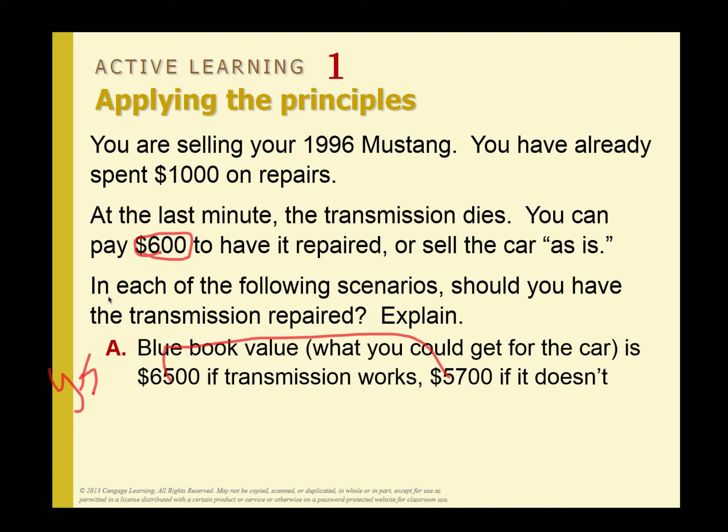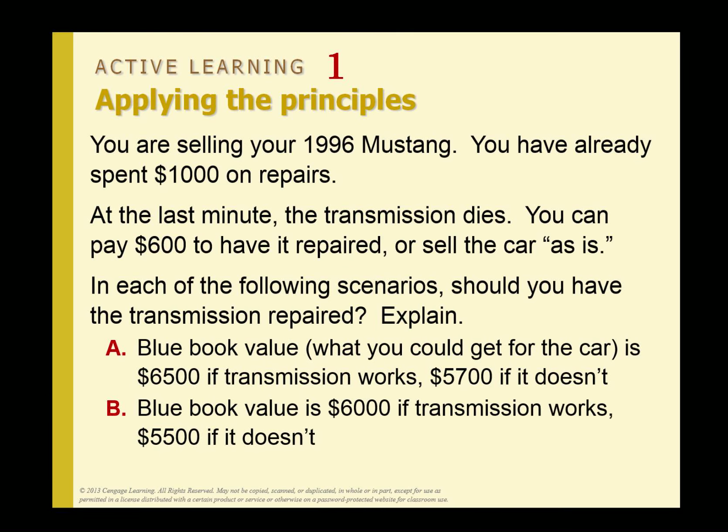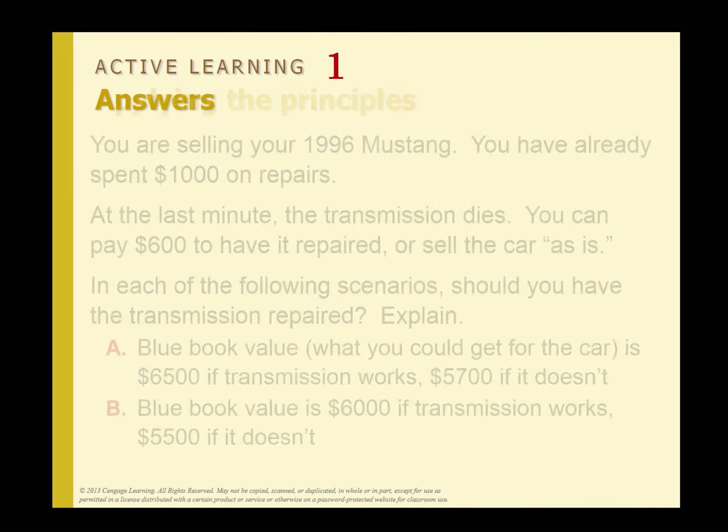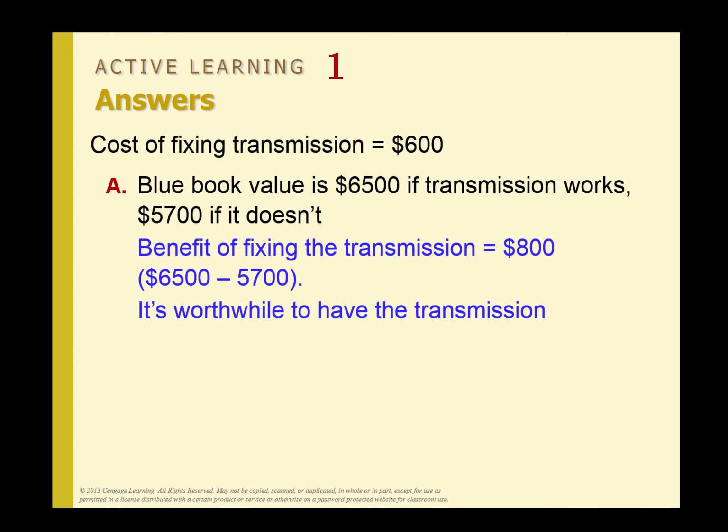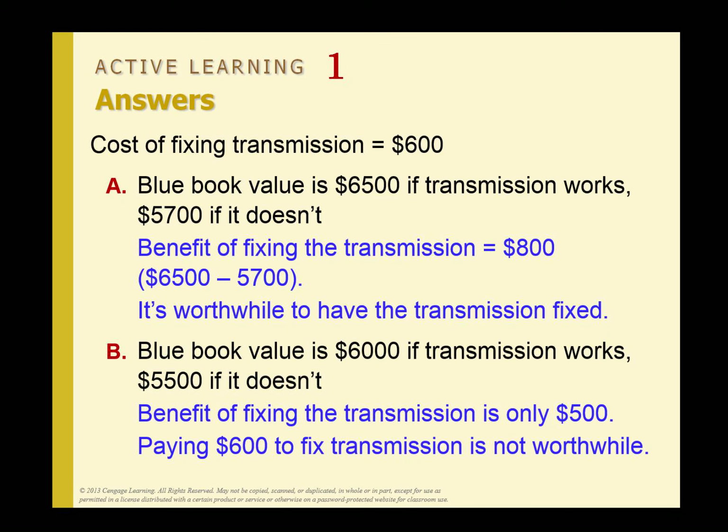Okay, let's look at the other option. Blue book value is $6,000 if the transmission works, $5,500 if it doesn't. Let's compare these numbers this time. $6,000 and $5,500. That's only a $500 difference. So the marginal benefit is $500. It's less than the marginal cost of $600. So in this case, we should not repair the transmission. We should just sell the car as is. And here is a little bit of explanation, the math, and I'll let you look at that.